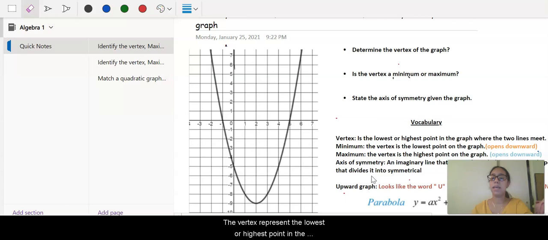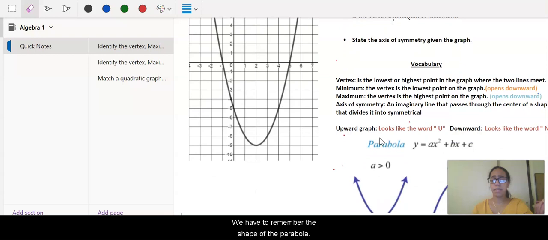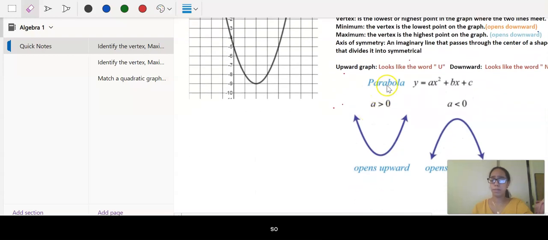Vertex represents the lowest or highest point in the graph where the two lines meet, which is located in the center of the parabola, which will be in this part. But in order for you to determine if it is the lowest or the highest point, what we have to remember is the shape of the parabola. So when the parabola opens upward, it means that it will have a low point. When it opens downward, it's gonna look like this. It means I have a highest. It represents a less than 0, and when it opens upward, a is greater than 0.